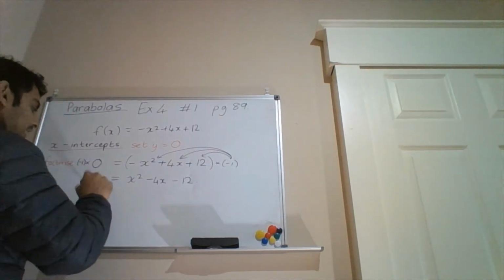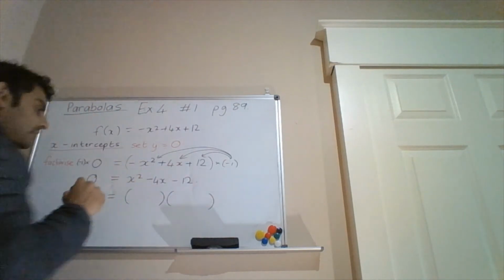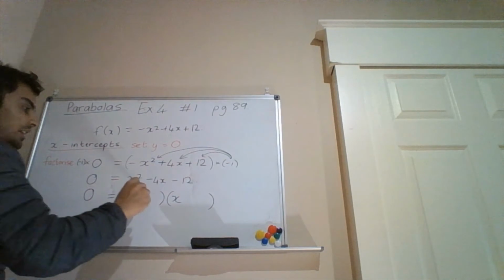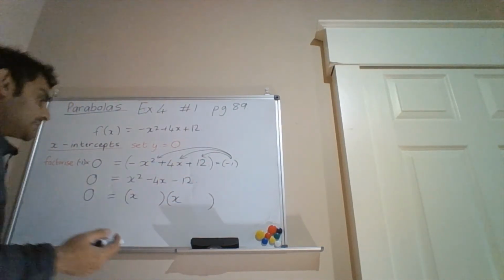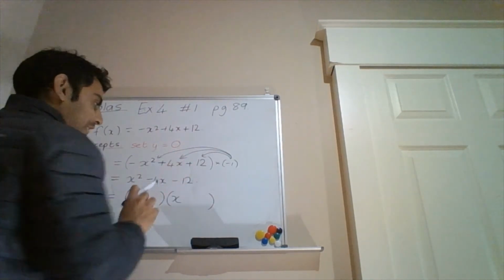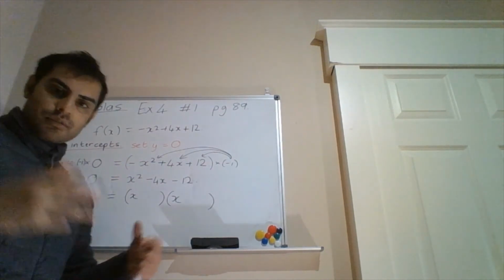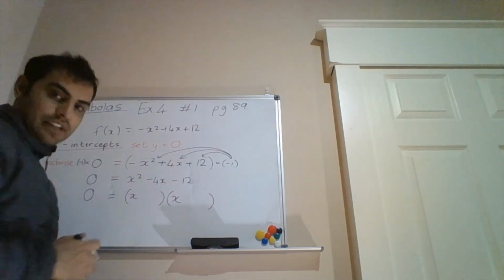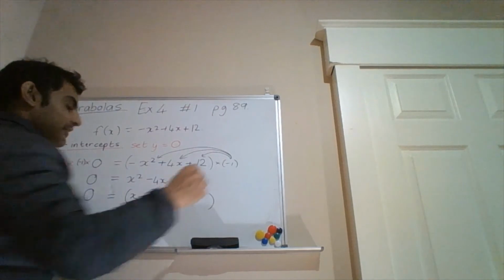And now we can factorize. So we make our two brackets, x in the first, x in the second, and now we need to find the values of these two constants. Okay, so we're going to find the factors of -12. Factors are numbers that when you multiply them together, give -12. So -12 has a whole bunch of factors.